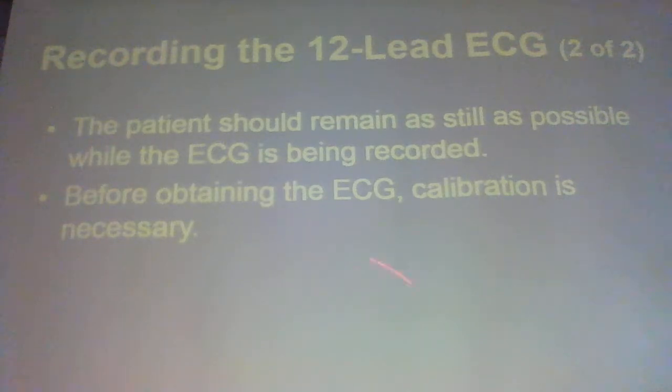Talks about getting calibration. We don't have to worry about that. The machines do that for you. If you look at your EKG, there's a big square box in the beginning and it goes up 10 little boxes. That's your one-time calibration. It's doing it on its own.